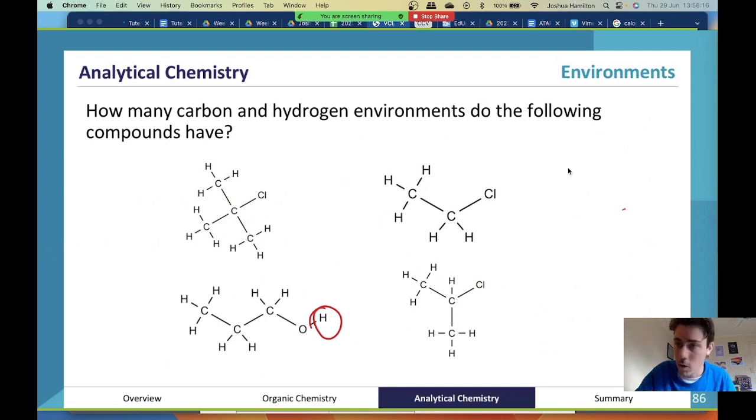Now, you might ask, why is that? Well, there is an oxygen in between the carbon here. So this hydrogen is working off this oxygen. It's a bit of a different one. This is not going to split.